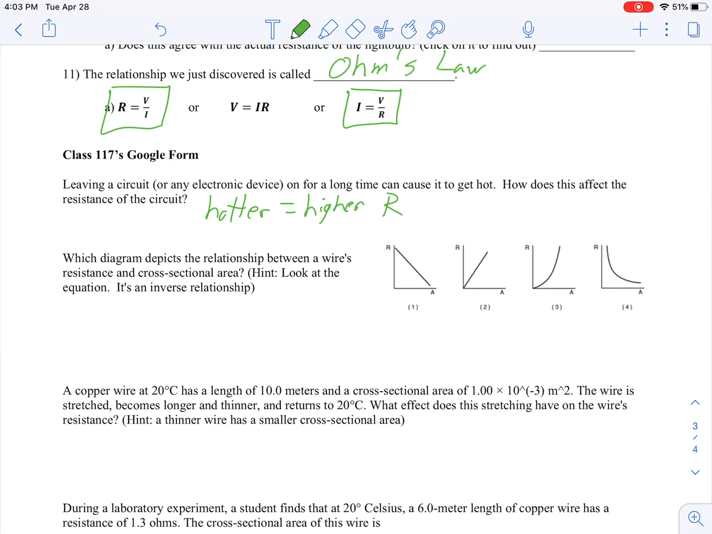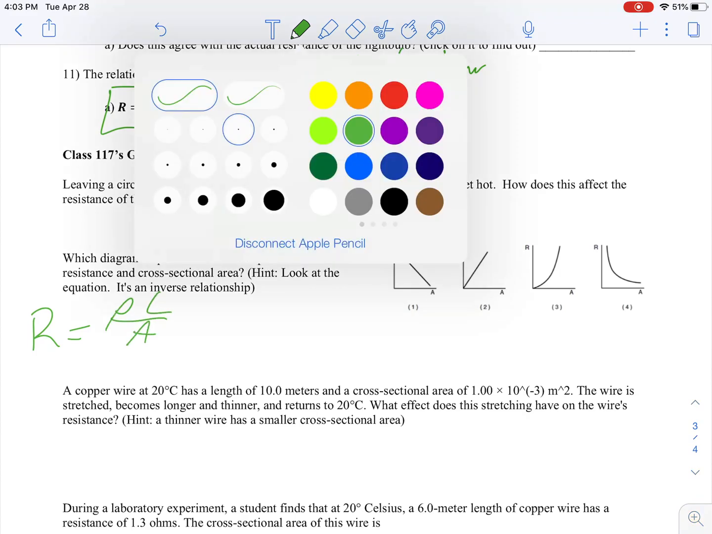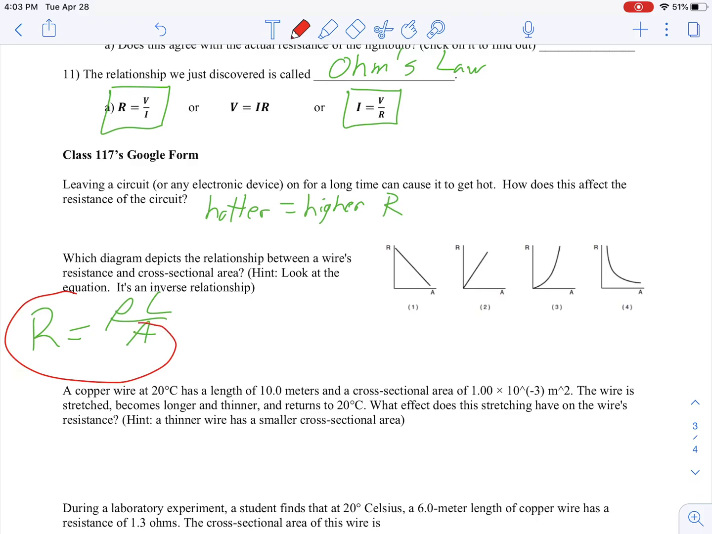Which graph depicts the relationship between a wire's resistance and cross-section area? Hint, look at the equation. It's an inverse relationship. So let's write the equation. R equals rho L over A. So we're looking at this relationship right here. This is an inverse relationship. We don't plot an inverse relationship like this. Okay, that's a negative linear correlation. This is an inverse relationship. All right? Think about it this way. As A gets really big, R approaches 0, but R never hits 0, right? And A can't be 0. Okay?